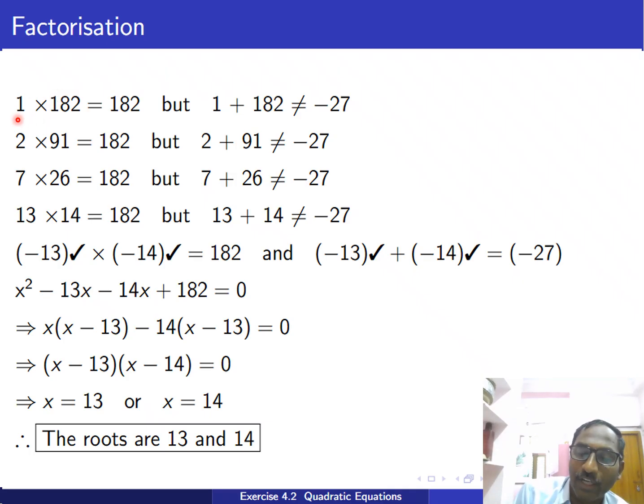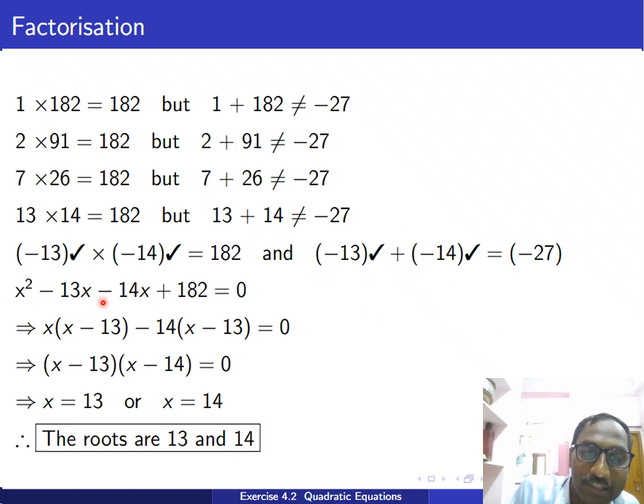Here in the first table, 1 times 182, but 1 plus 182 is not equal to minus 27. In the same way the 2 table, 7 table, 13 table, none of these satisfy the relation. Now minus 13 times minus 14 gives 182, and minus 13 plus minus 14 gives minus 27.